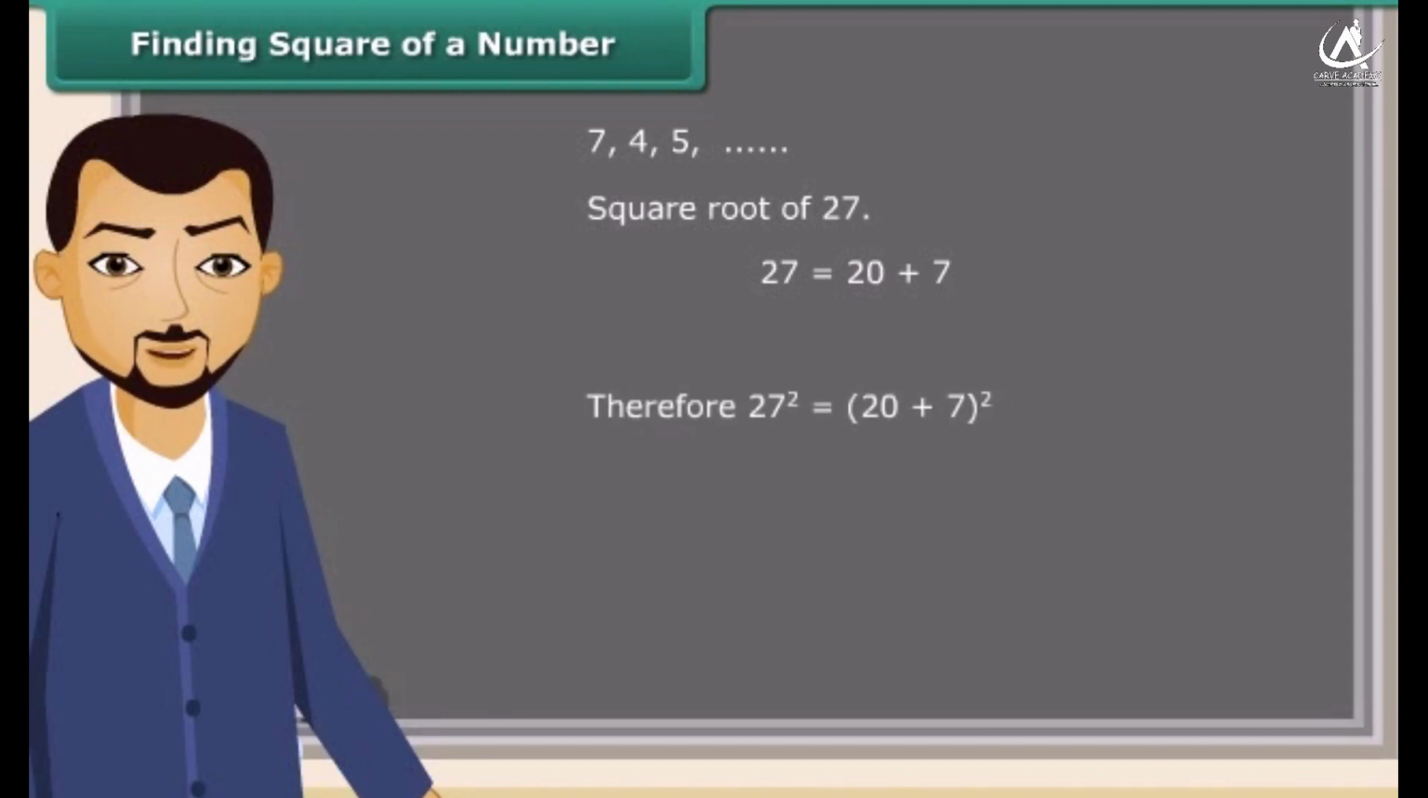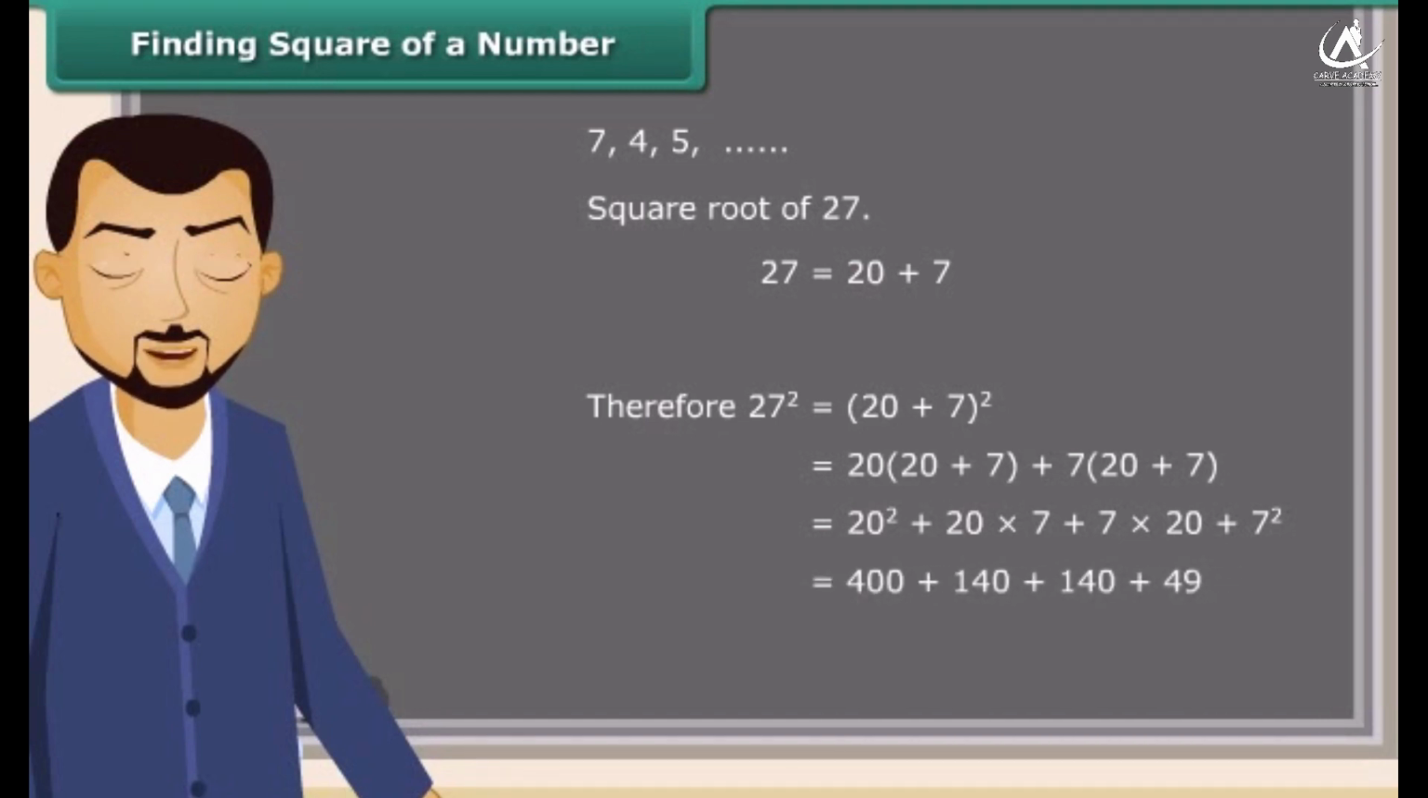Therefore, the square of 27 is equal to 20 plus 7 whole square, which is equal to 20 into 20 plus 7 plus 7 into 20 plus 7, which is equal to 20 square plus 20 into 7 plus 7 into 20 plus 7 square, which is equal to 400 plus 140 plus 140 plus 49, which is equal to 729.